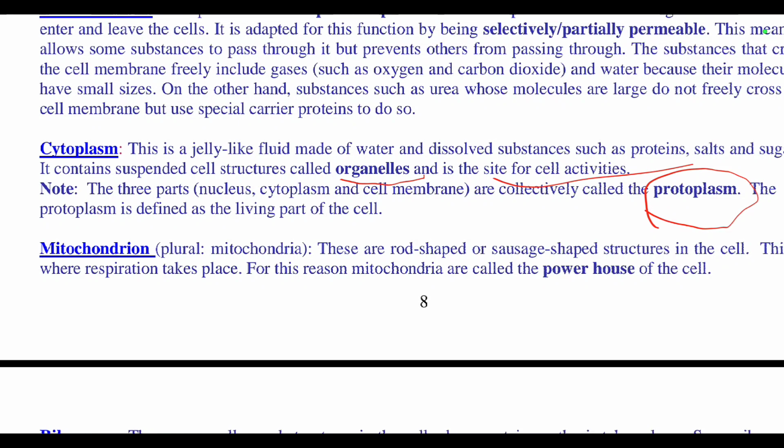Let's look at the mitochondria. Mitochondrion is singular. Mitochondria is plural. Now, mitochondria, these are rod-shaped or sausage-shaped structures in the cell. What is the function of mitochondria? This is where respiration takes place. Now, this is the site for what? Respiration. For this reason, mitochondria are called the powerhouse of the cell. Are we together?